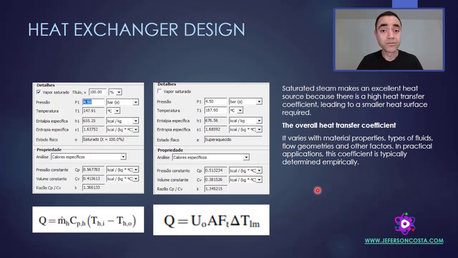But there is another way to do this evaluation. The other way to do this evaluation is using Q equal to m Cp delta T.